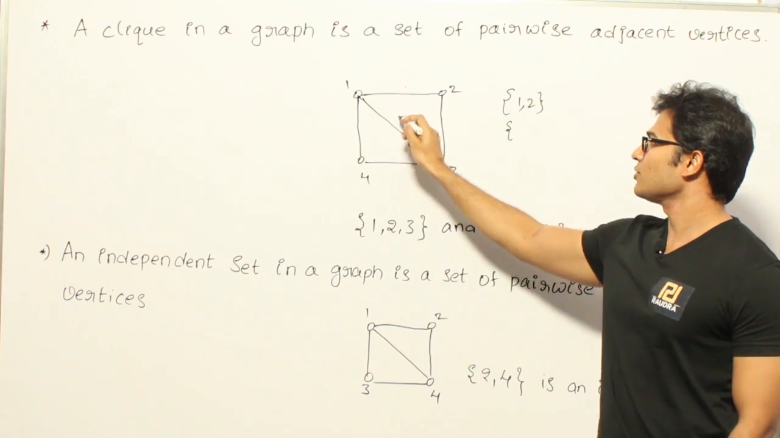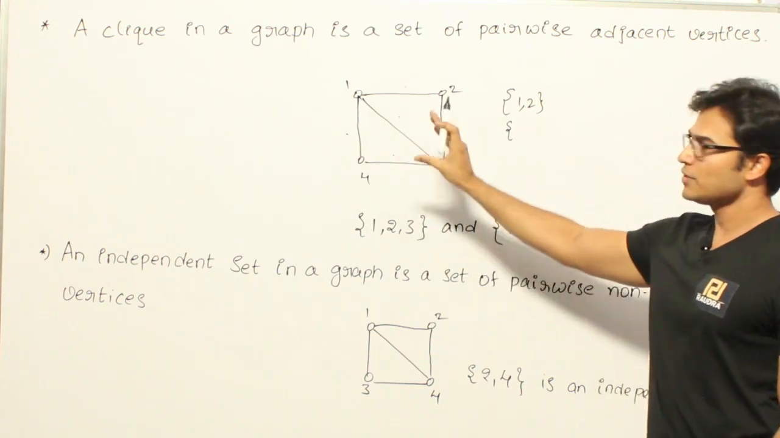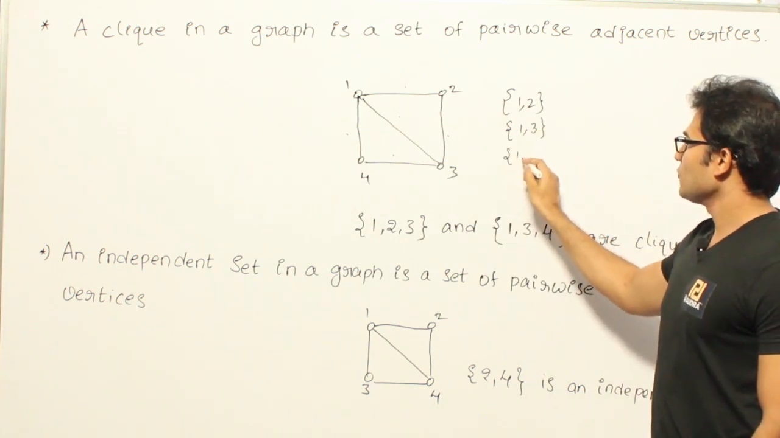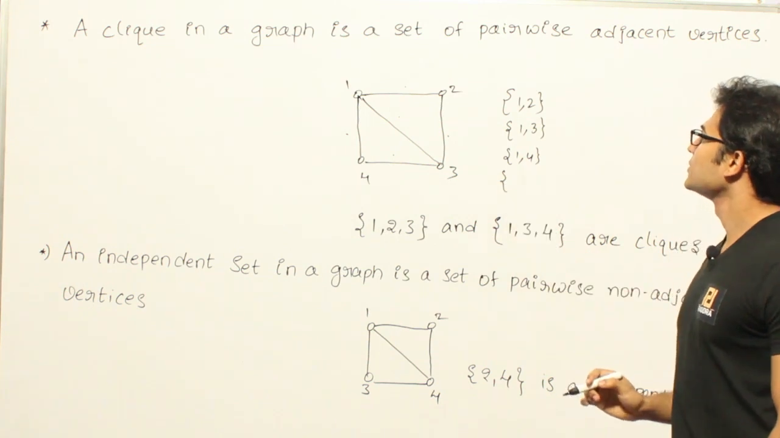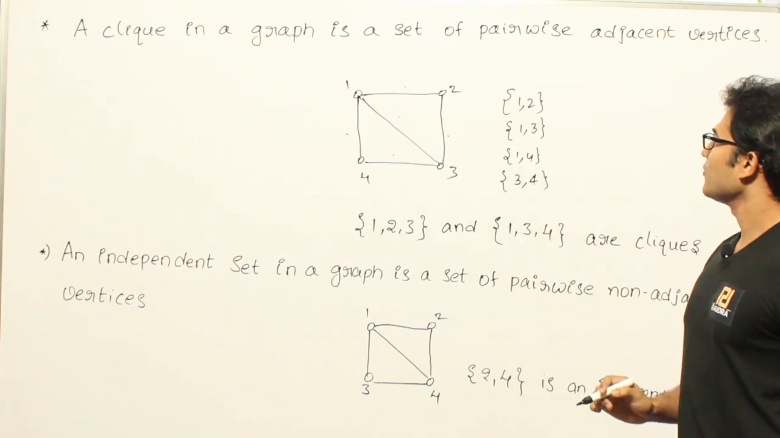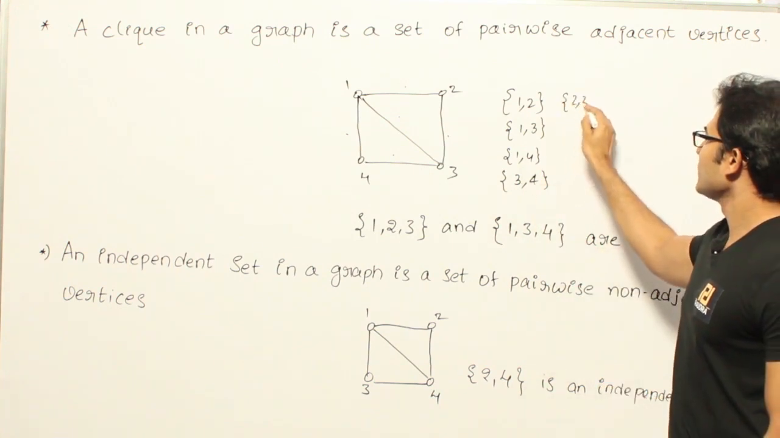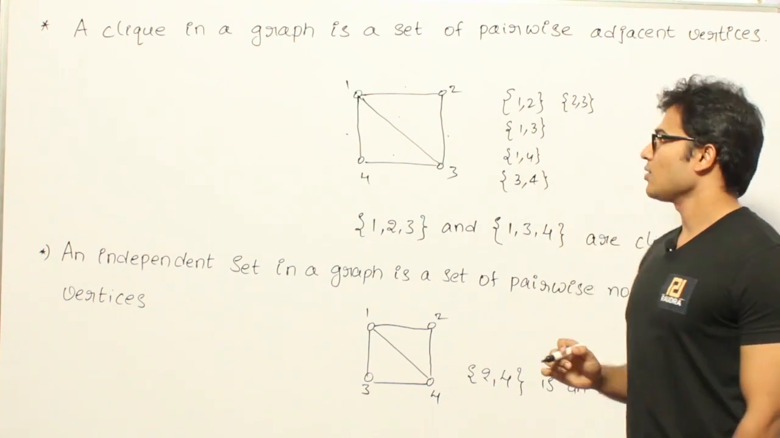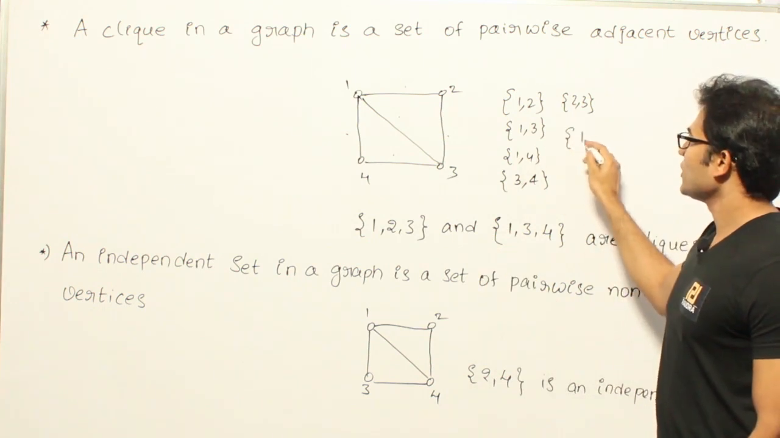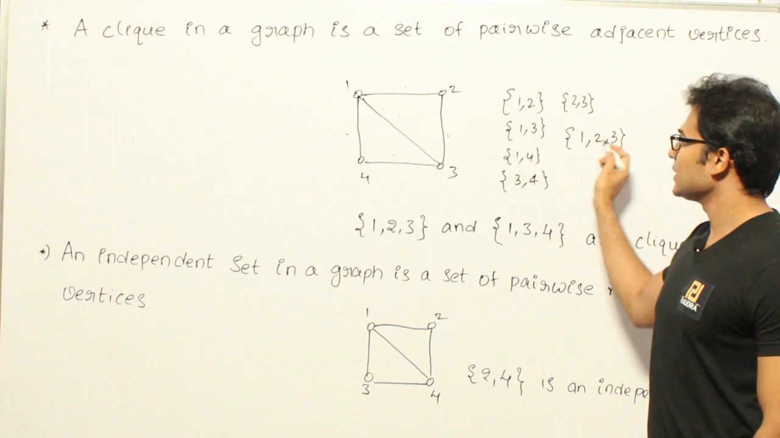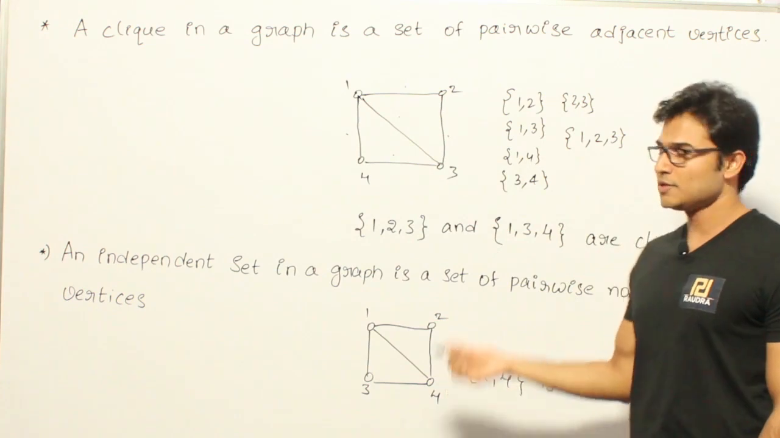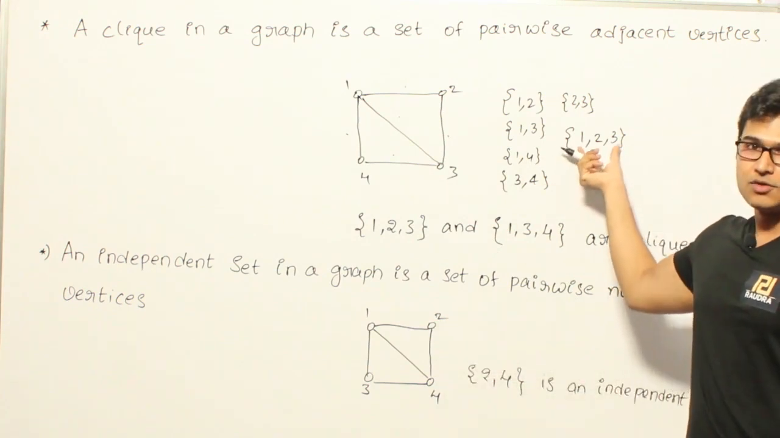So how many edges are there? 1, 2, 3, 4, 5. So you can form these 5 cliques simply. See this: 1, 2, 1, 3, 1, 4, as well as 3, 4, right? And one more is 2, 3. So these are all the cliques with single edges, and you can also find a clique with 3 vertices. If you observe it, 1, 2 and 3 is a clique with 3 vertices. Why? Because if you take any pair, it is adjacent, which means you can form a complete graph K3 using these 3.